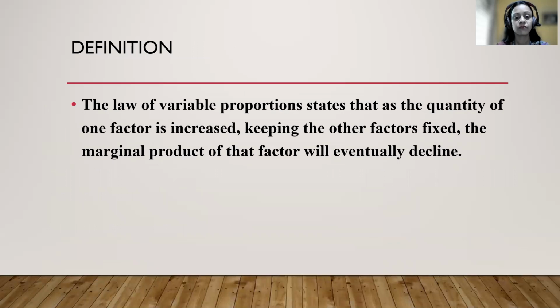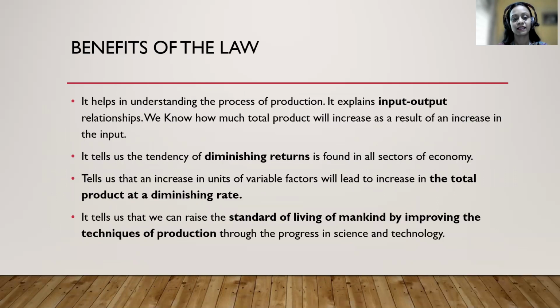Let us talk about the definition of the law. The law of variable proportion states that as the quantity of one factor is increased, keeping other factors constant, the marginal product of that factor will eventually decline.